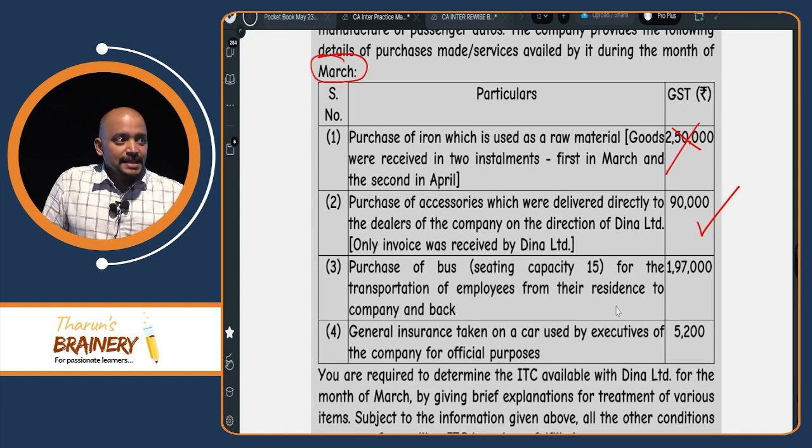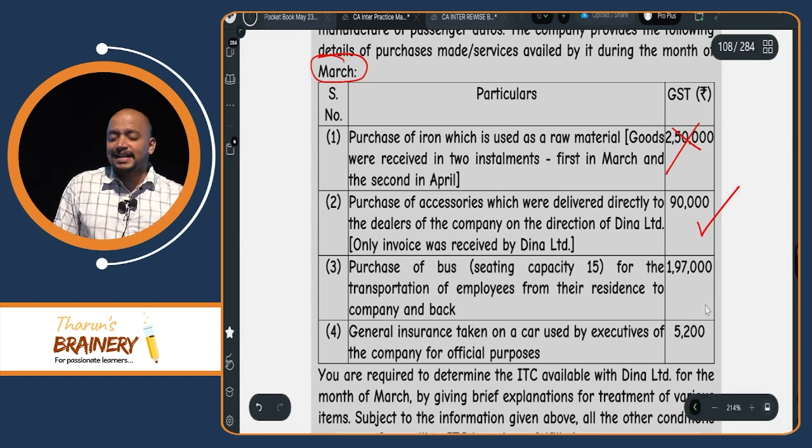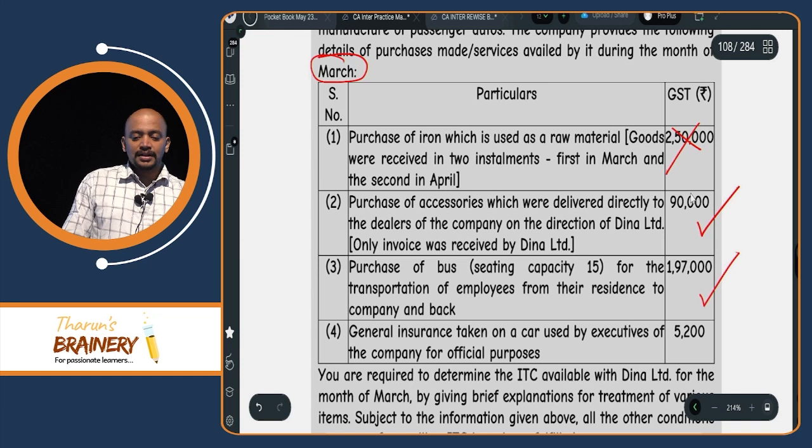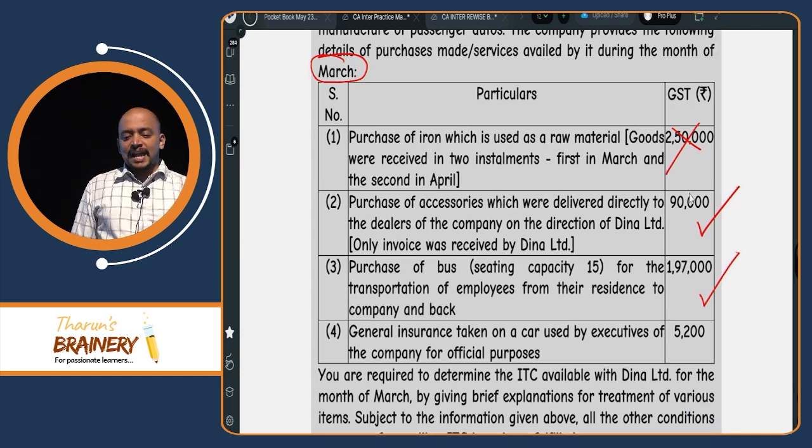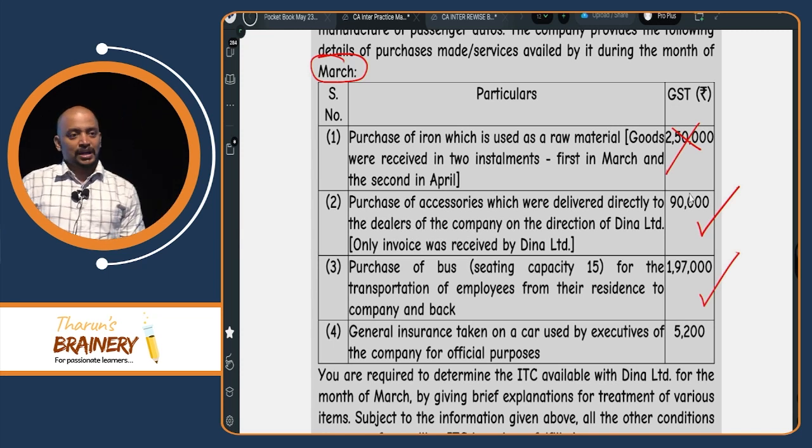Purchase of a bus, seating capacity 15, for the transportation of employees from their residence to the company and back. Where will it come? Motor vehicles for transportation of persons. Capacity exceeds 13, therefore it is not a blocked credit. ITC available.